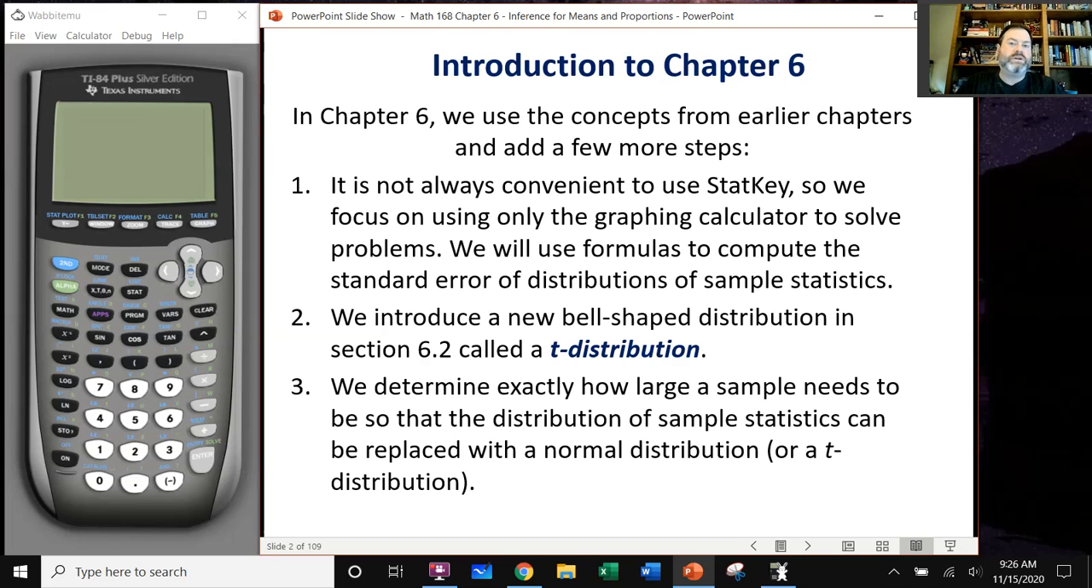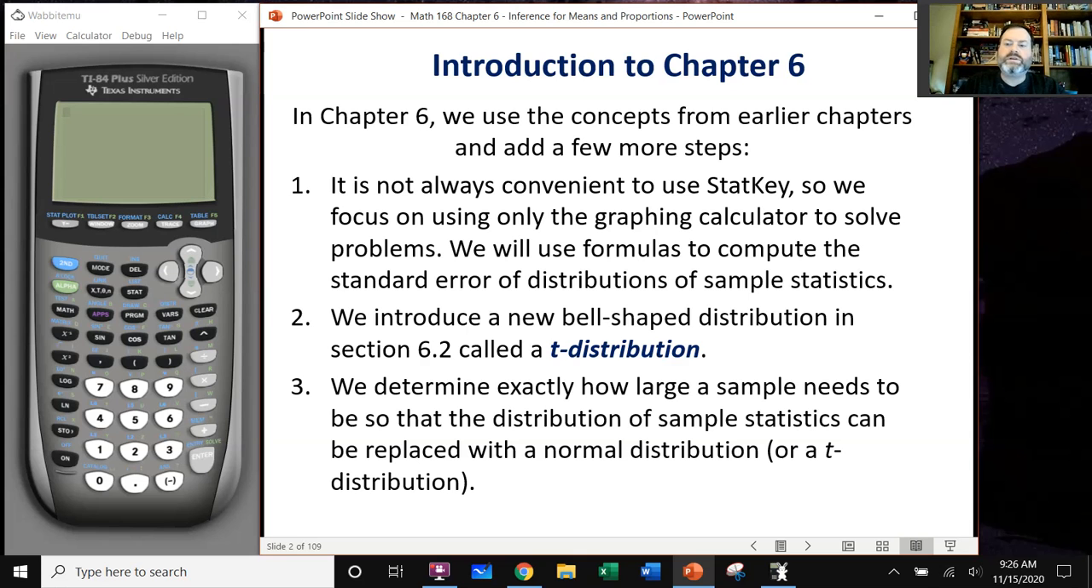So what are we doing different in Chapter 6? Well, there's 3 main new things that we're going to do, but there's very little that's theoretical. This is mostly practical new things that we're learning. First one, it's not always convenient to use StatKey, so we focus on using only the graphing calculator to solve problems. So that's our main objective, is how do we get away from StatKey?